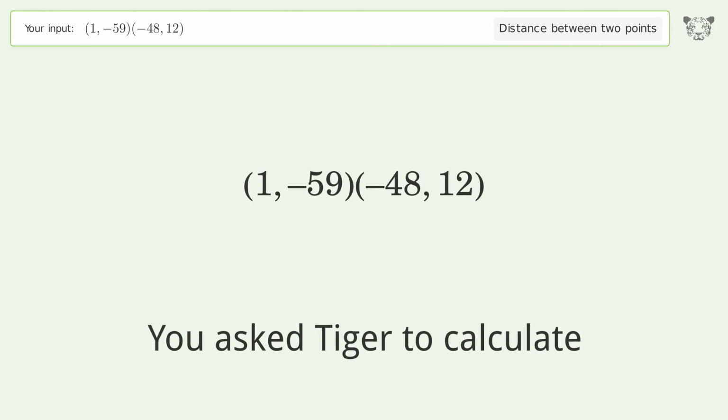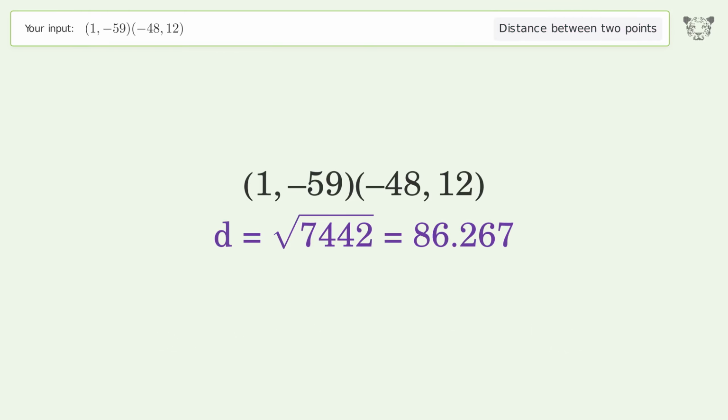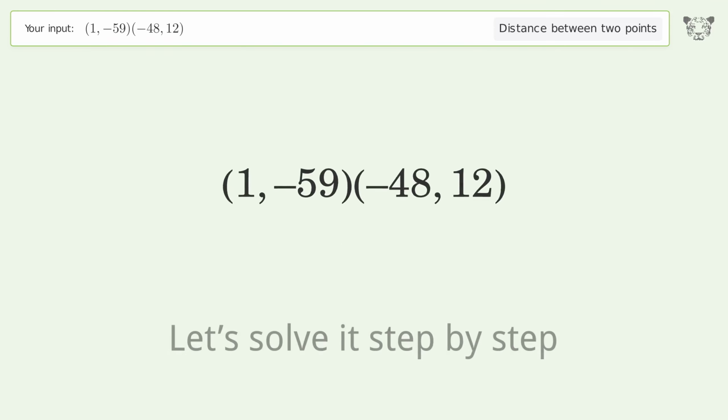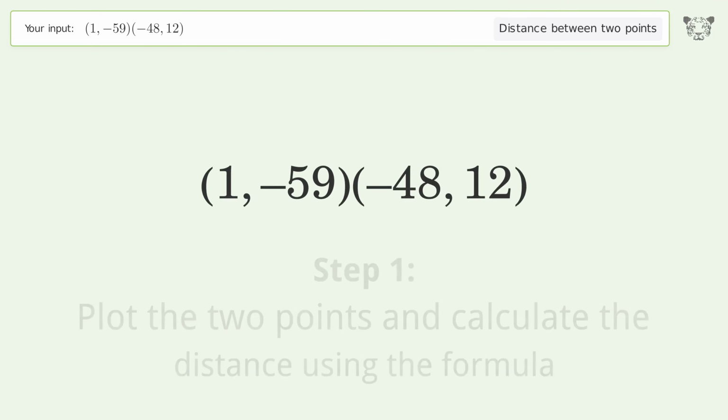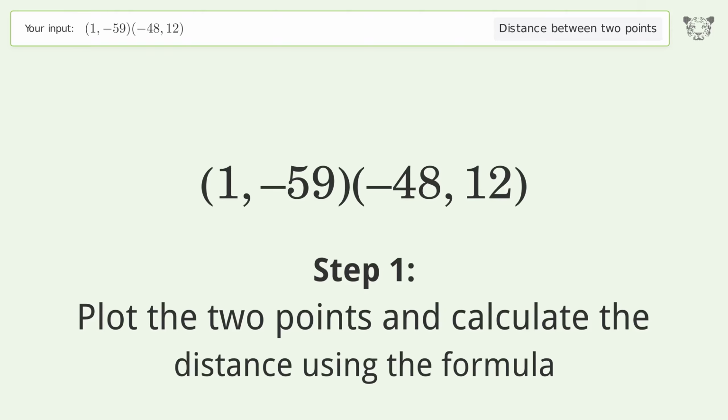You ask Tiger to calculate. This deals with the distance between 2 points. The distance between the 2 points is the square root of 7,442, or 86.267. Let's solve it step by step. Plot the 2 points and calculate the distance using the formula.